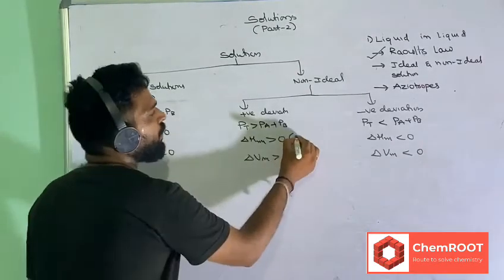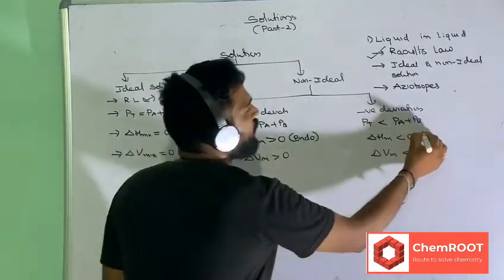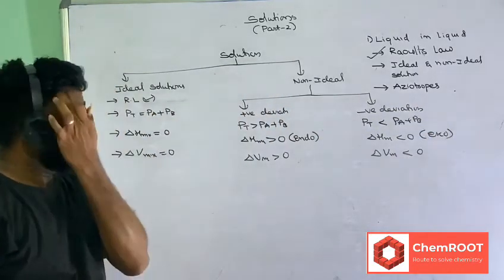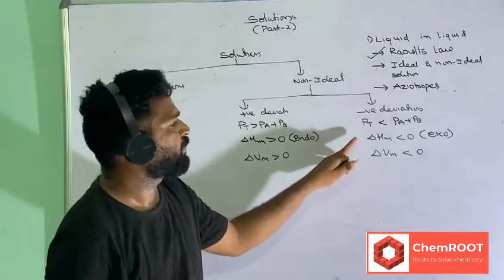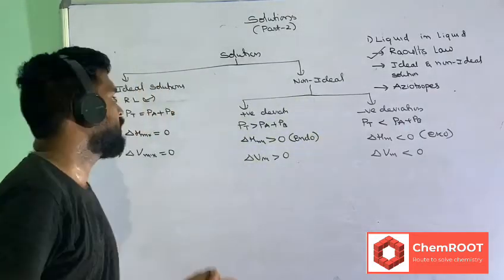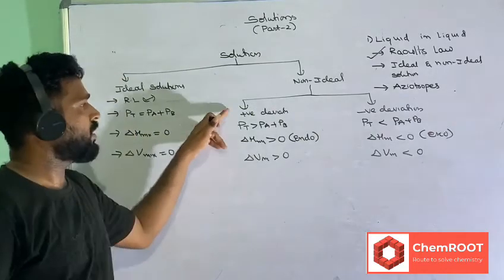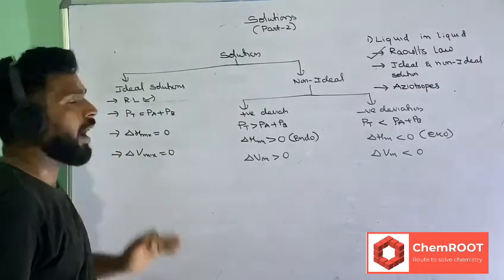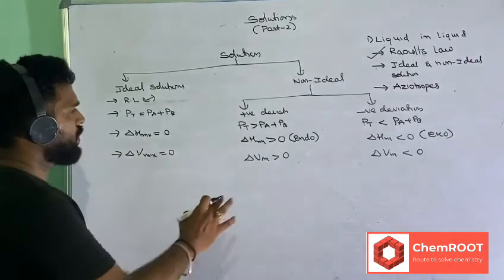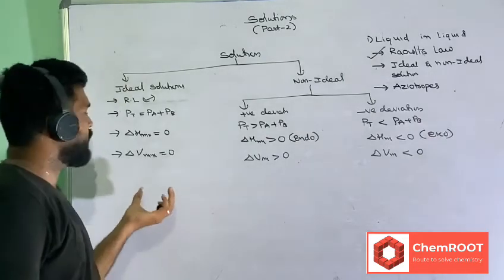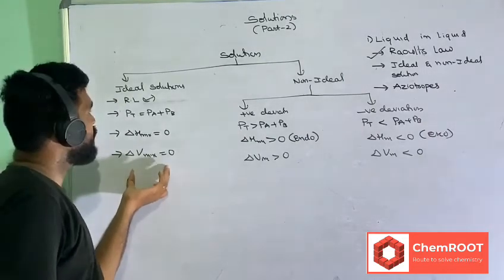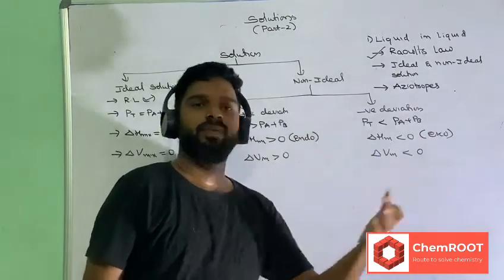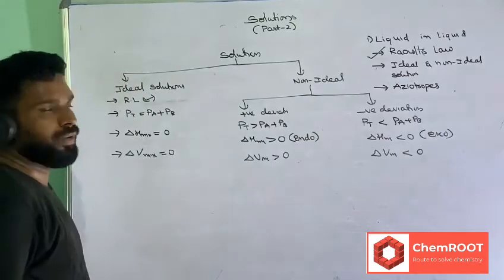Delta H mix greater than 0 means which type of reaction? This is endothermic. So if we are mixing solutions and energy is released, that is exothermic, negative deviation. If energy is absorbed, that is a positive deviation, and if there is no change in energy, then it comes under ideal solutions. So if you mix 50 ml and 50 ml and get 100 ml of solution, that is ideal. More than 100 is a positive deviation. Less than 100 is a negative deviation.